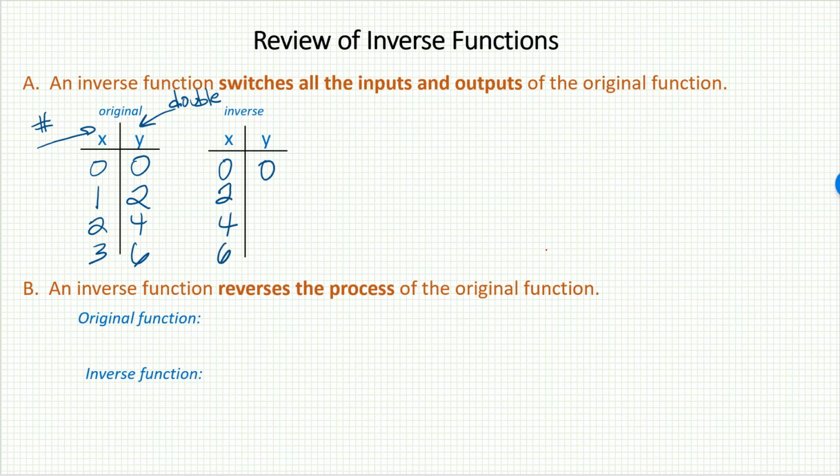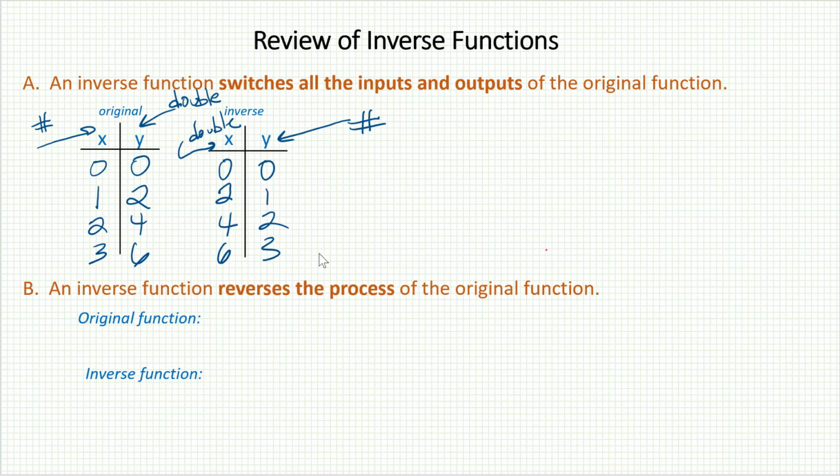The inputs are here in the output column. The x's and y's have switched places. You could even say now the double is going in, and that original number is coming out. In the original function, we stuck in 3, we got out 6. In the inverse function, everything is switched. We stick in 6, we get out 3.